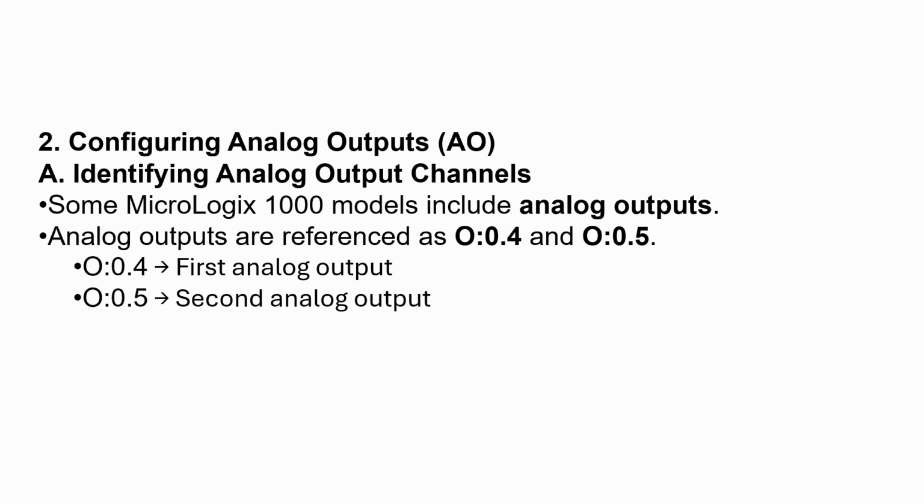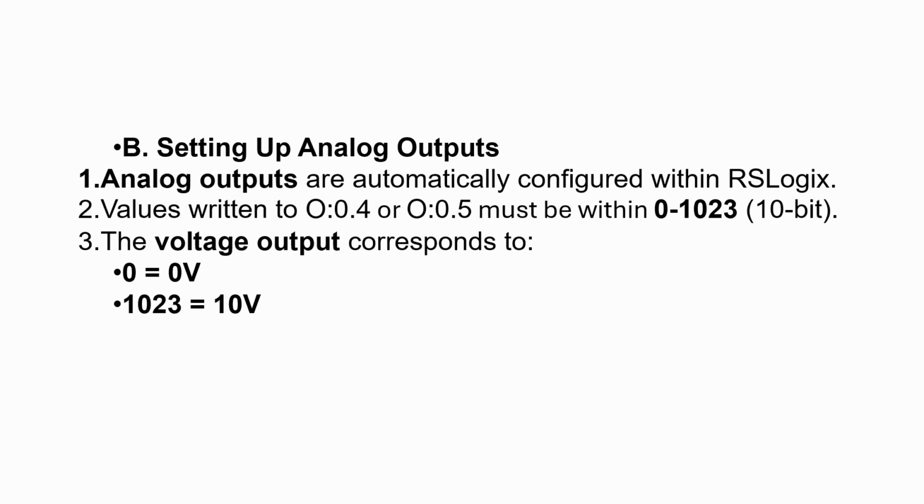As far as configuring analog outputs, you identify those channels. There are some models that have analog outputs. They're referenced as O:0.4 and 0.5, your first and second analog output. They're also automatically configured in RSLogix, and again this is 10-bit resolution, so your raw output values are going to range from 0 to 1023. Again, at 0 volts you'll have 0, and at 10 volts, 1023 if it's a voltage output.